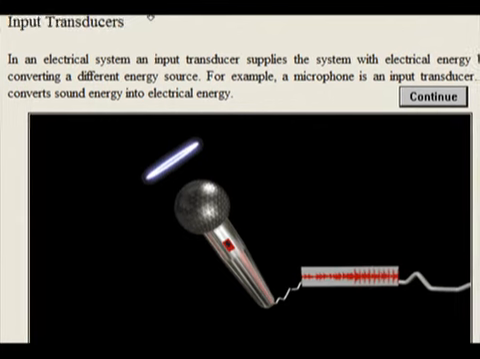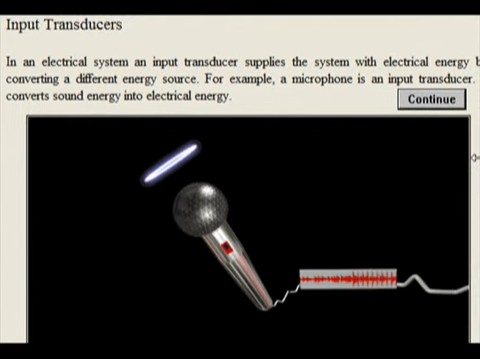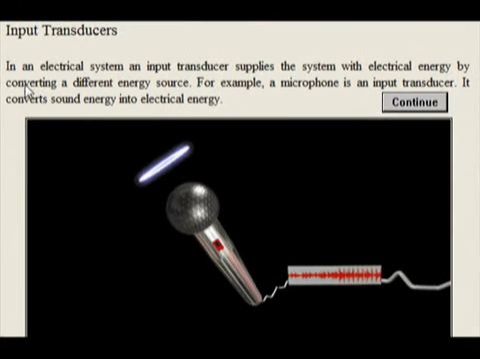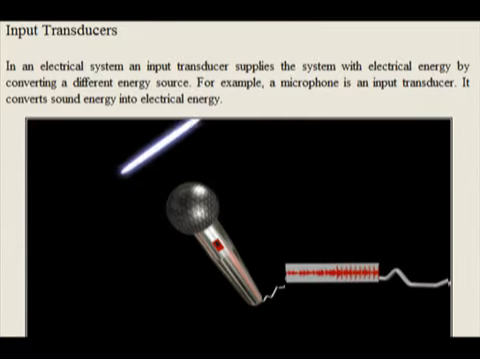Input transducers. In an electrical system, an input transducer supplies the system with electrical energy by converting a different energy source. Example: a microphone is an input transducer. It converts sound energy into electrical energy.